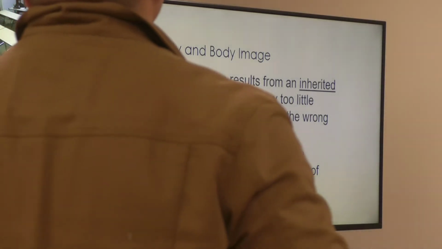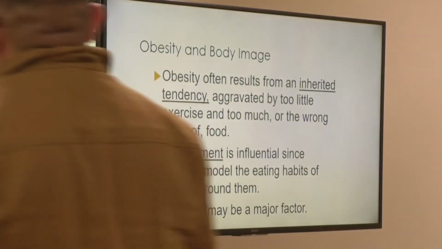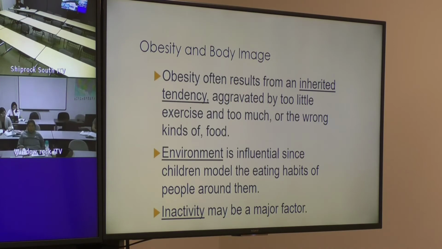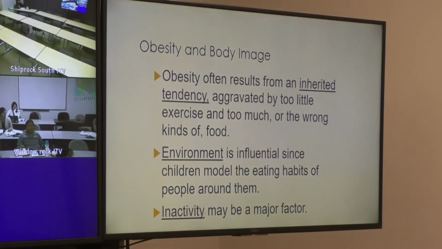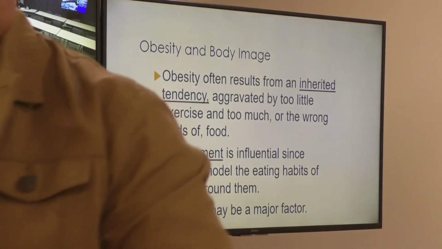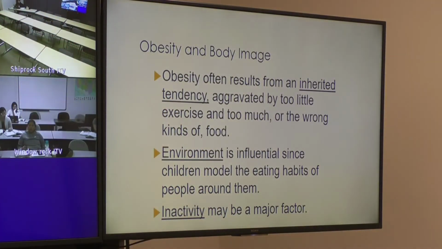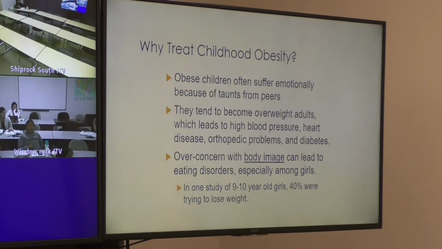So obesity often results from an inherited tendency, aggravated by too little exercise and too much of the wrong kind of foods. And environment. Again, they're modeling what? The people that are around them. Inactivity. One of the big things we got away from was what? PE within the schools. That's where you have higher levels of ADHD, higher levels of obesity, all these different factors.